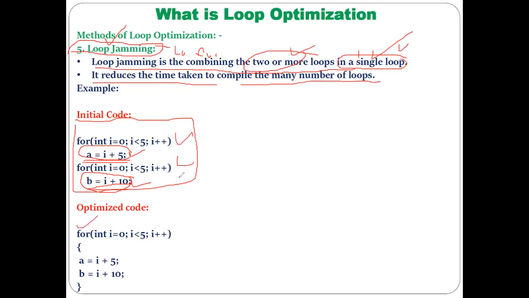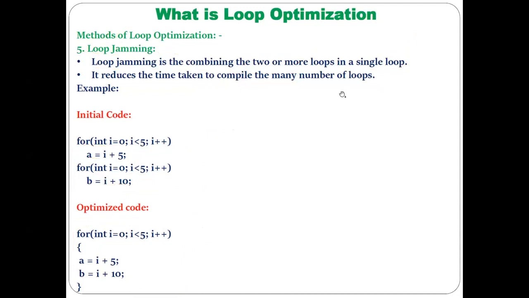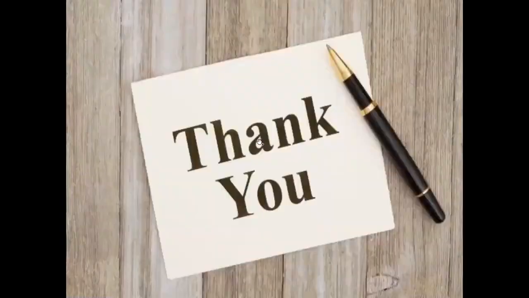Understood, like this. So this is nothing but loop jamming, combining two or more loops into a single loop if it is possible, and writing it like this. So definitely the time required to execute or compile this code will be less as compared with this code. So this is preferable as compared with this. So this is considered as the loop jamming loop optimization technique. Okay, so I hope all of you understood all these techniques related to loop optimization.